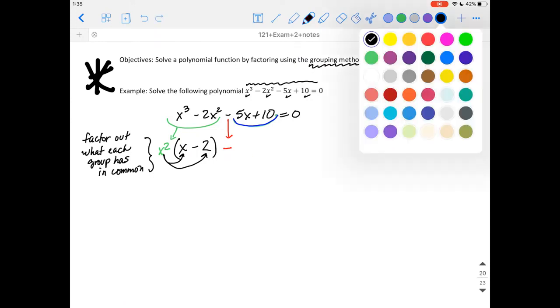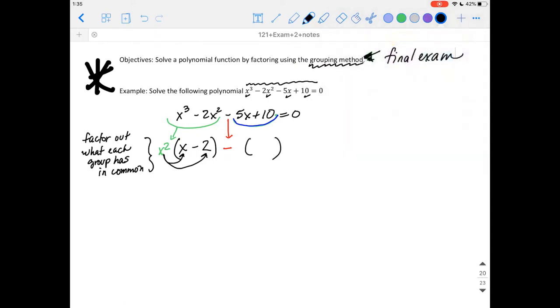So now we want to know, what do the 5x and the 10 have in common? Well, they have a 5 in common. So I'm going to take out a 5. And you need to realize this is going to be minus 5. So minus 5 times what gives me minus 5x? It's just going to be an x. And then minus 5 times what gives me a plus 10? It's going to be a minus 2. And then I still have it equal to 0.